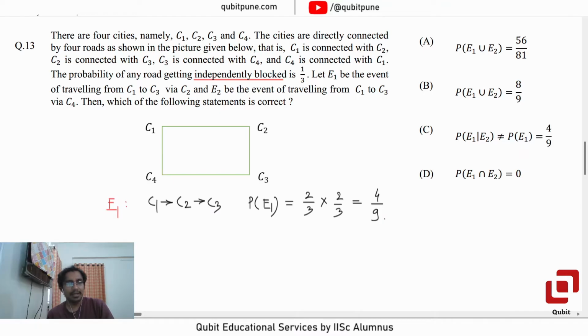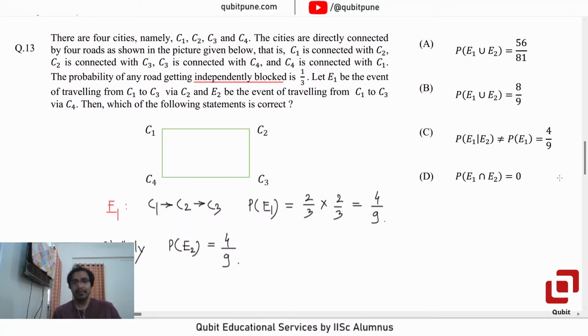Similarly, I can say that the probability of E2 would also be 4 by 9. Now, can we determine the intersection probability? In any intersection event, what do we basically consider? Both events happen.